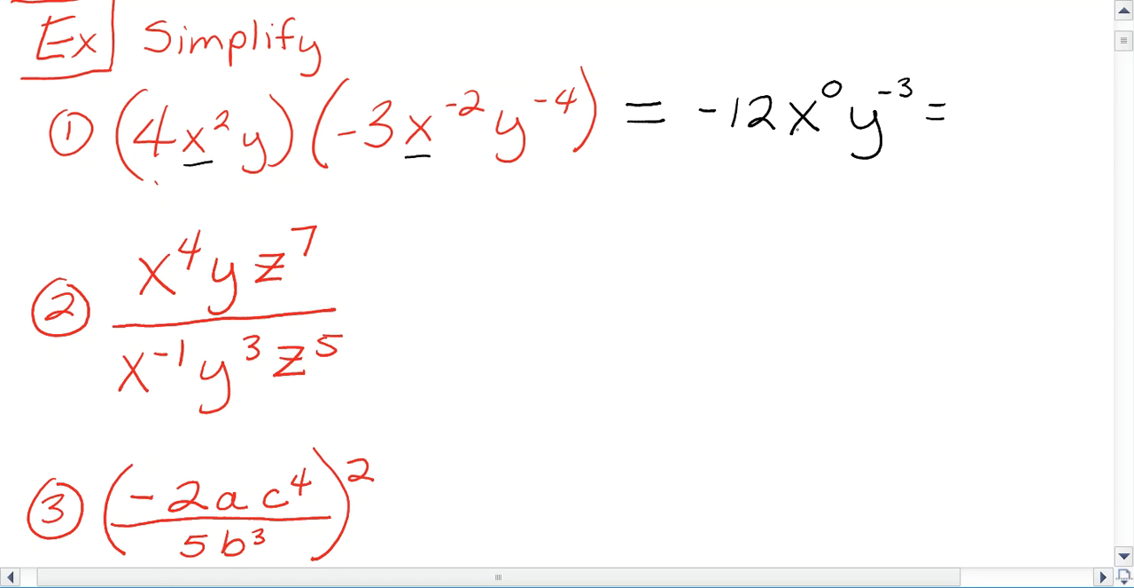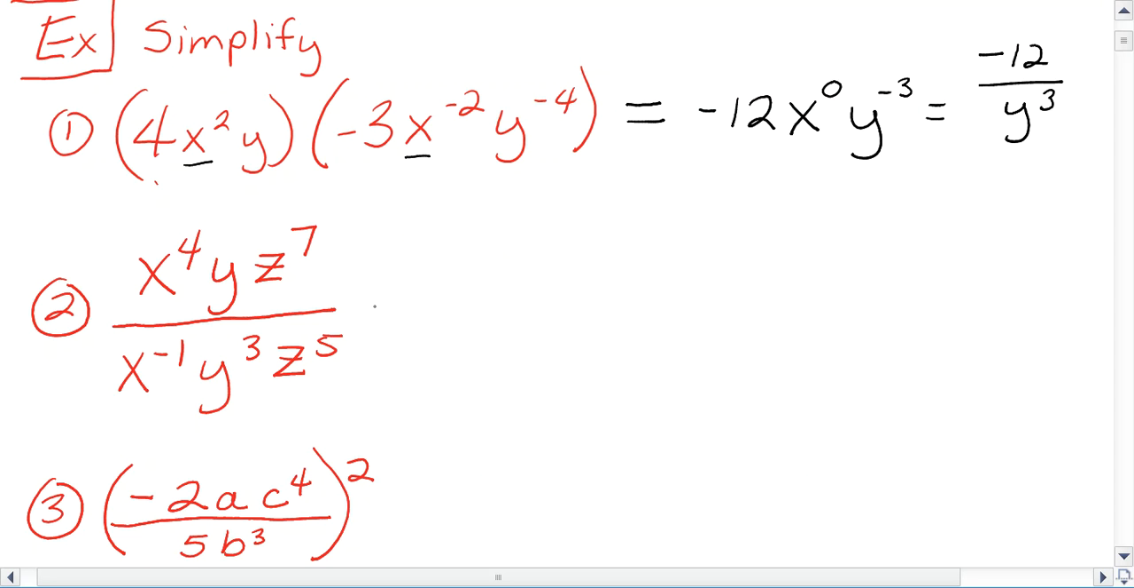So now we have 2 things to simplify here. This y to the 0 is just a 1. And this y to the negative 3 needs to flip down to the denominator. This negative 12, however, does not have a negative exponent. It just sits there and stays in the numerator. And then that's your final answer.